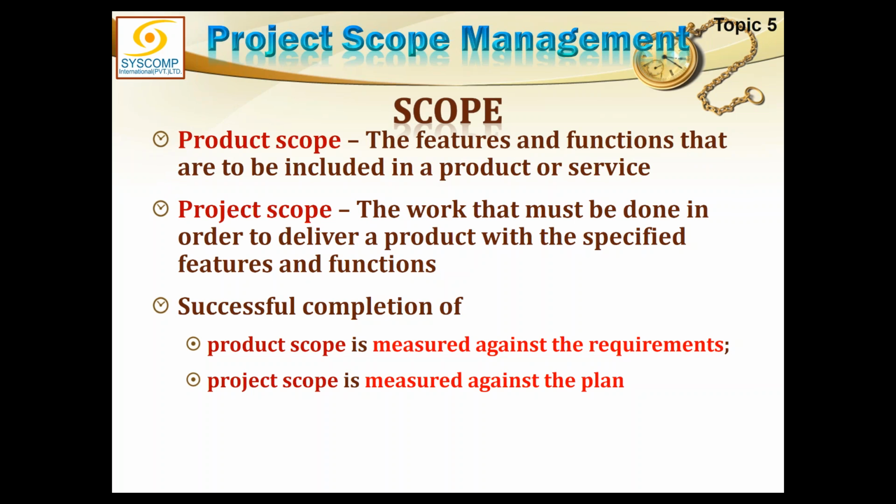That is all written in the plan. The project management plan includes what had to be done and what is done. So you can compare that, and that is the measurement of your project scope. So product scope is measured against the requirements and project scope is measured against the plan.